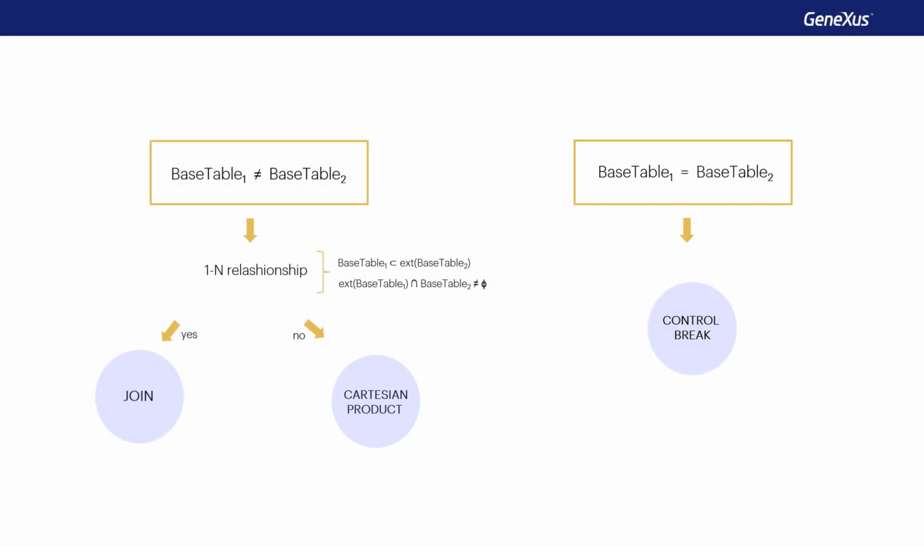The control break is clear. This is the end of the formal analysis of the three types of possible navigations when there are nested for each commands.